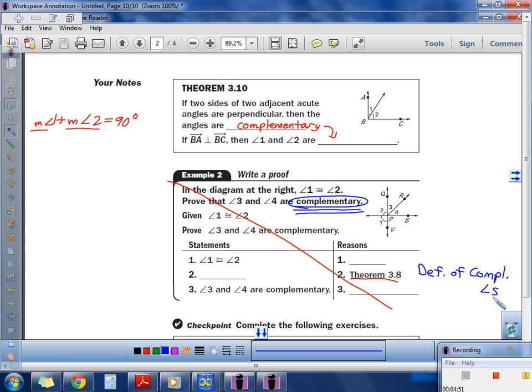Look for the keywords. That's the concept I want you to get. If you don't look for the keywords, you're missing easy points.